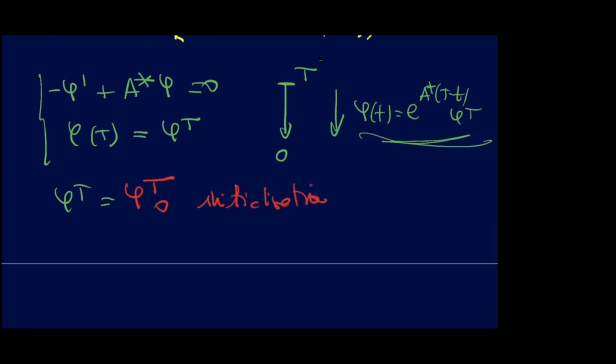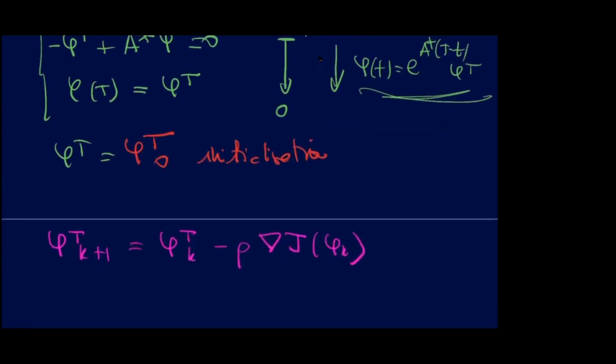If you don't know what the initialization should be, as happens very often, you just take, for instance, phi 0 to be 0. Then the algorithm reads: take phi 0, the initialization you like, for instance phi 0 equals 0, solve this equation, and then correct the guess you had of phi by correcting the one you have with the direction of the gradient.